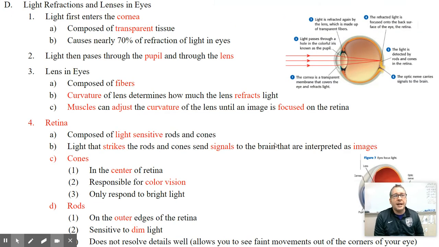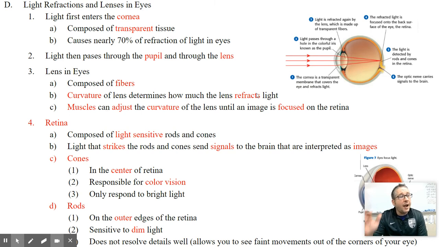Light refraction and lenses in the eyes, okay? Light first enters the cornea. It's composed of transparent tissue, and it causes nearly 70% of refraction of the light in the eyes. Light then passes through the pupil and then through the lens. So here is going to be your cornea area, then it's going to pass through your pupil, and then it's going to pass through your lens right here.